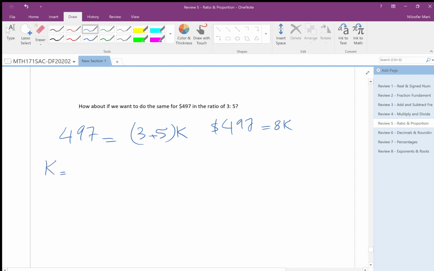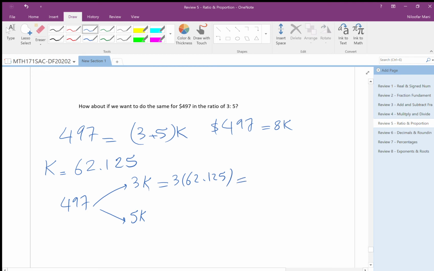K is 497 divided by 8, which is this one. So I have 497, one of them 3k, one of them 5k. Okay, so one of them is 3 times this. You find the answer. So that's multiple 3, which is 186.375. For example, let's say you round it. Okay, I show you that part later. How about the other one? So I multiply by 5 then. Okay, so it is 5 times this, which is 310.625.